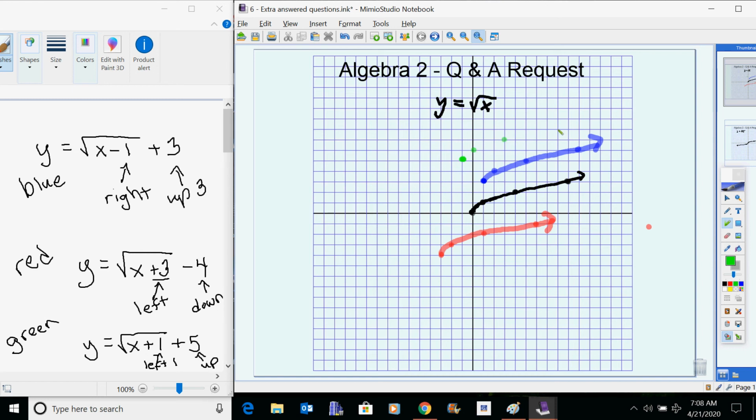Each one of these points is left 1, up 5. And they all look identical. They've just been shifted all around like that. So you start with the original one, and this is the parent function for the square root. So we need to take a look at that.